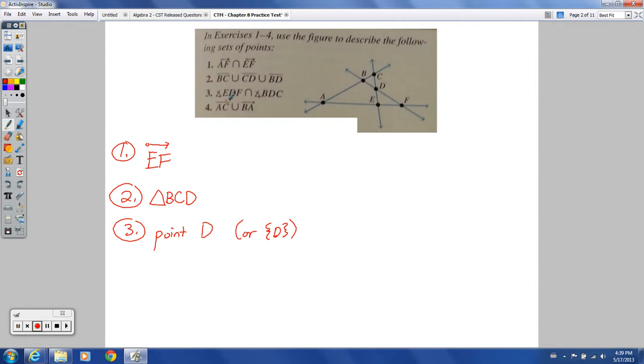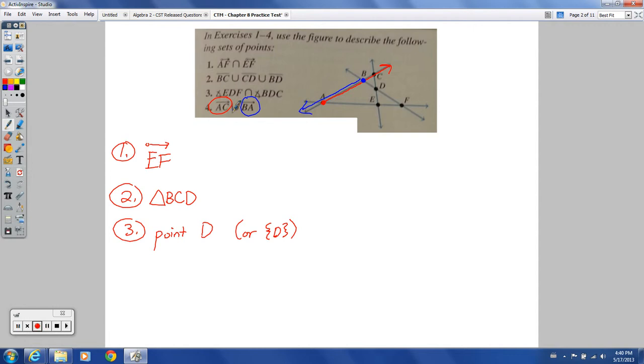And finally, number 4. Here we are talking about ray AC, so it includes the point A and goes in the direction of C. It goes on forever that way. That was in the red. And then ray BA, that's that point right there, point B. It goes on forever in this direction.